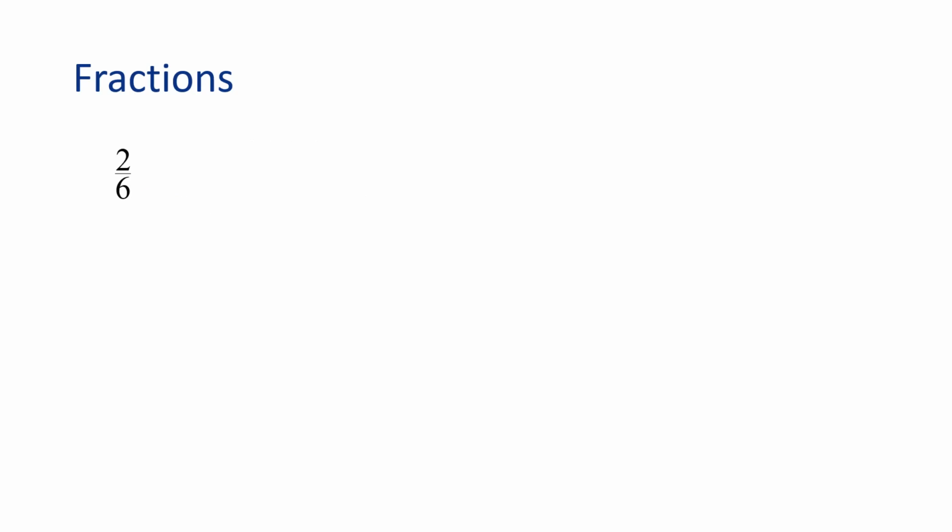We can draw a picture to represent the fraction as well. To start, let's draw a rectangle. The denominator tells us how many parts are in the whole object, or in this case, in the whole rectangle. Because the denominator is 6, we will partition the rectangle into 6 equal parts. And the numerator tells us how many parts to shade.